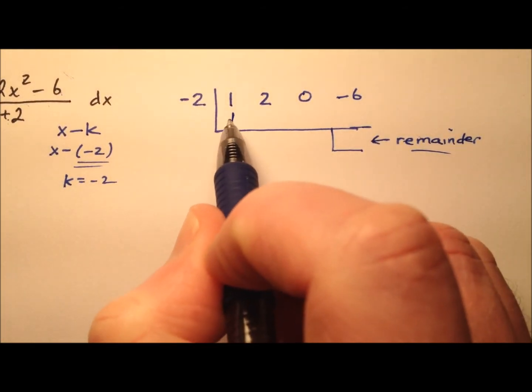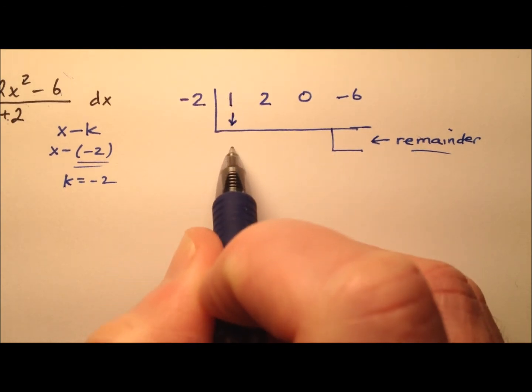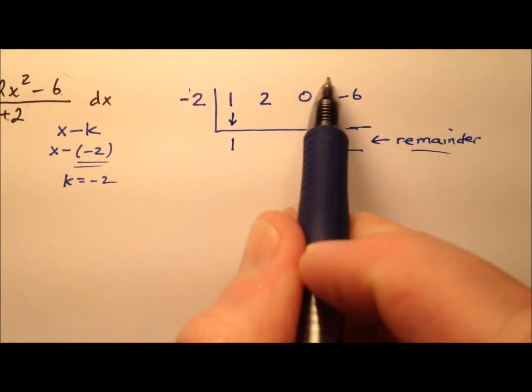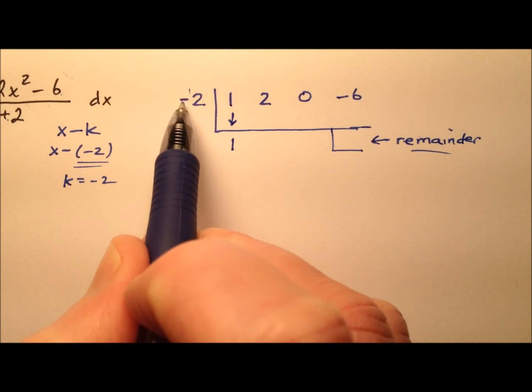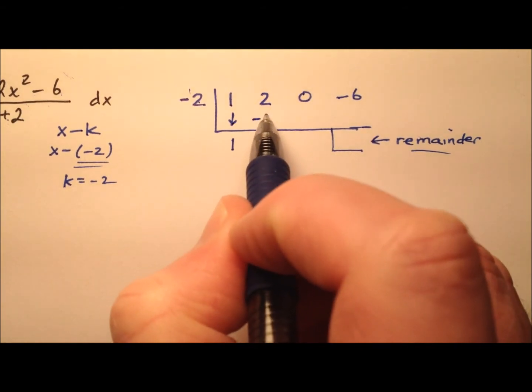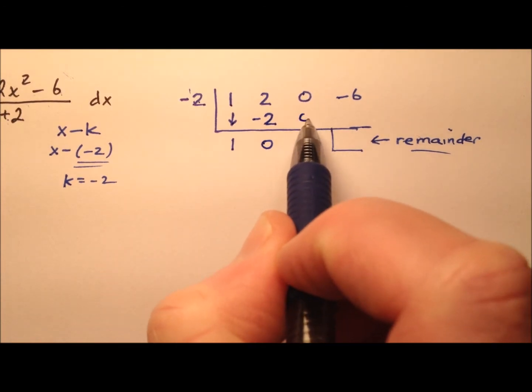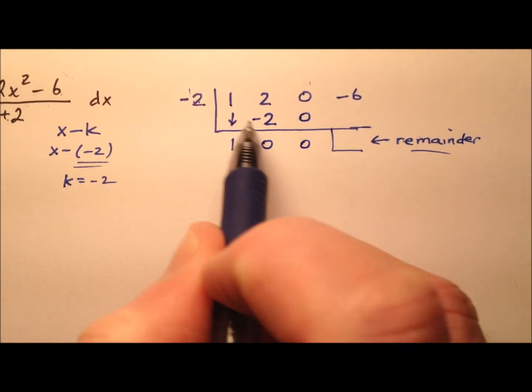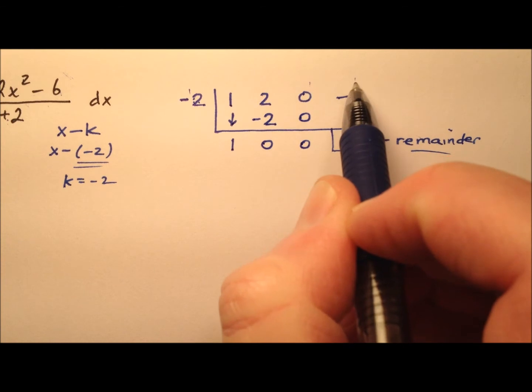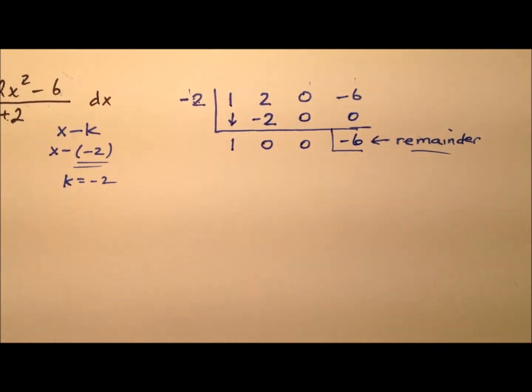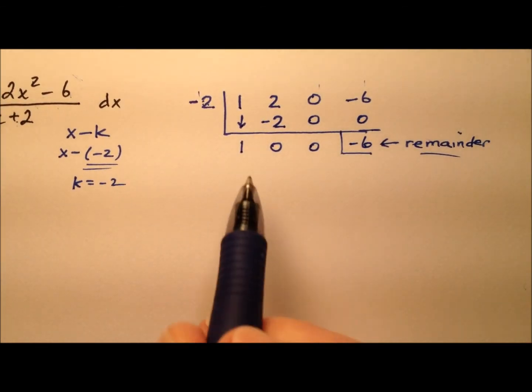Okay, so for this synthetic algorithm, I'll bring this leading coefficient down, and then it's a series of multiplications and additions on these columns. So negative 2 times 1 is negative 2. When I add, I get 0. The multiplication gives me 0. The addition gives me 0. The multiplication gives me 0. And finally, this addition gives me negative 6 for a remainder.